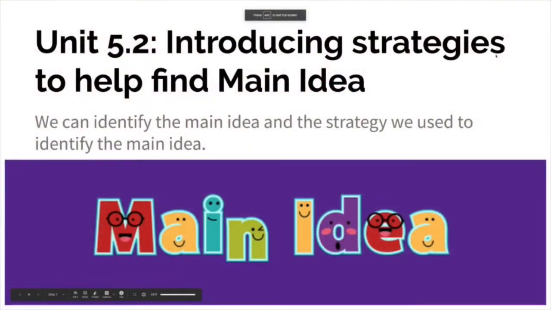So yesterday you learned that main idea is what a story or a text is all about. It's what the author wants us to understand the most. Today, I'm going to share with you some strategies that help us to find the main idea in a text. Okay? So by the end of today's lesson, you're going to be able to identify the main idea and the strategy that you used to find the main idea.